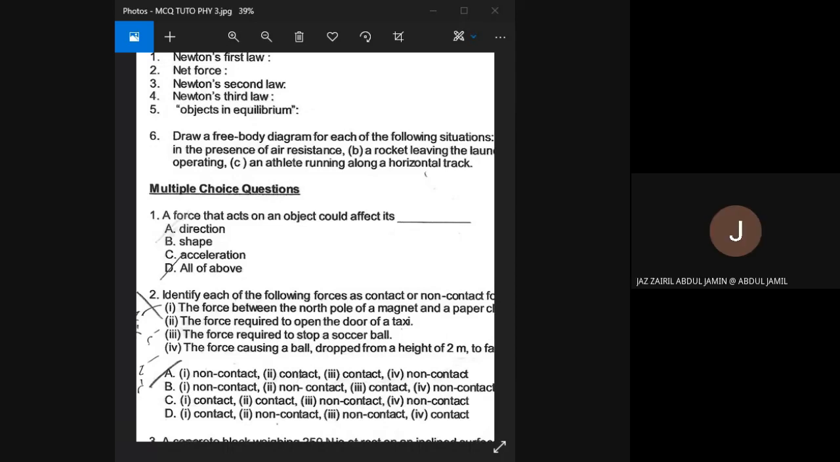Sir boleh nampak? Boleh. Silakan. Okay. The first question. A force that acts on an object could affect its D, all of above. All above. Okay. Good. So straight away simple.